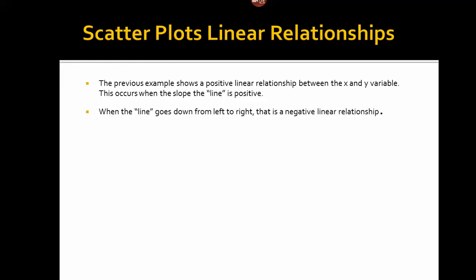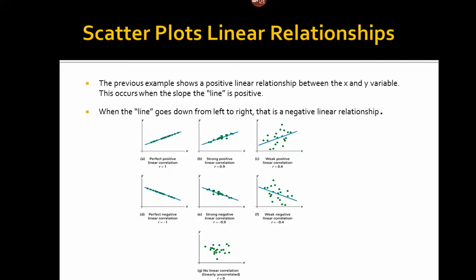If the line is going down from left to right, that would also indicate a negative slope and henceforth a negative relationship between x and y, as x is increasing, y is decreasing. And so here we see those different relationships.